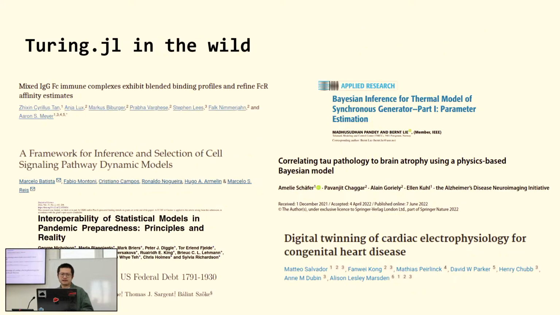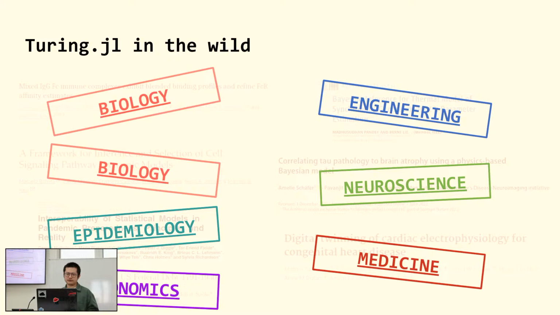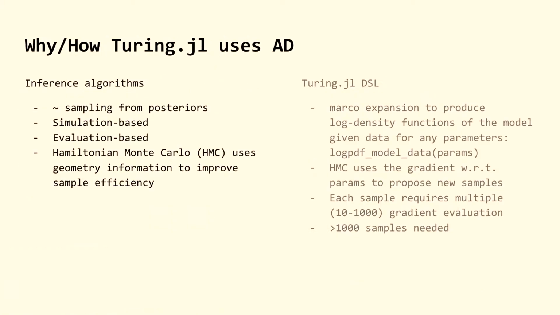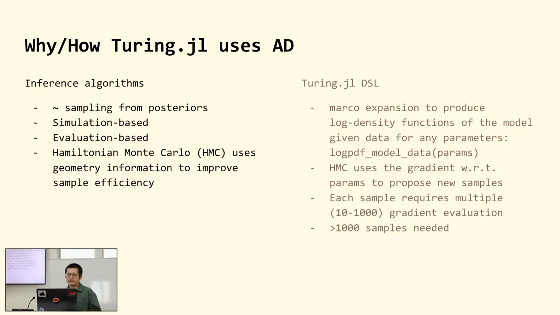So, again, as we designed Turing to be actually used by practitioners, there are a lot of papers from outside our Turing team that have been using Turing on all sorts of topics, from biology and economics to all kinds of science topics. So why do we need automatic differentiation in Turing?